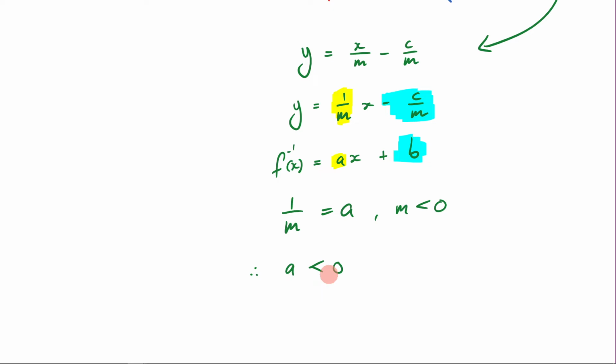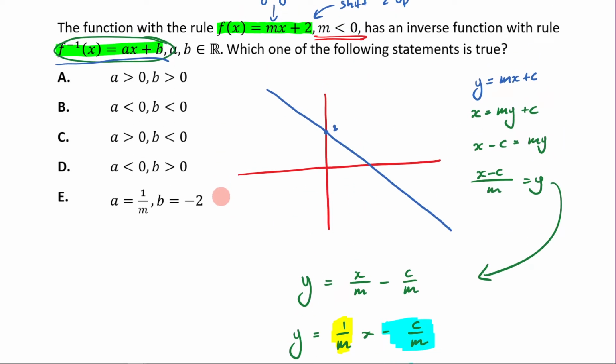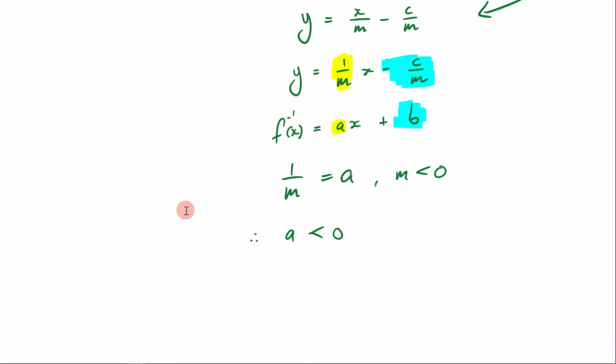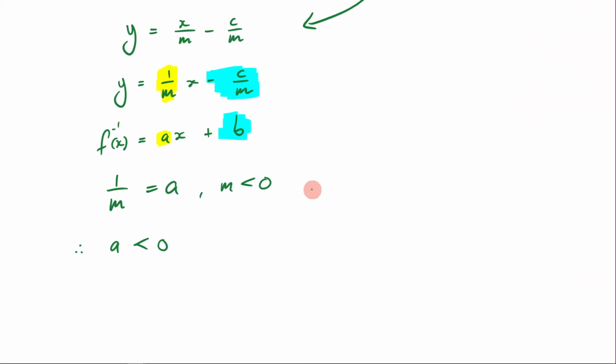So if I now come up here, you can see that means A is out, because A is greater than 0. B is good, C is out, D is still in, and A, look at that, 1 on m. That looks promising because that's what we have, but we don't yet know that B is equal to negative 2, so let's hold off. Okay, the next thing that we know is that negative c on m is equal to b.